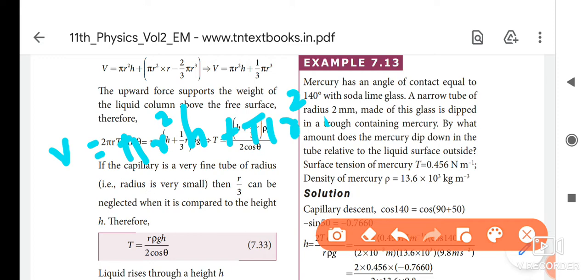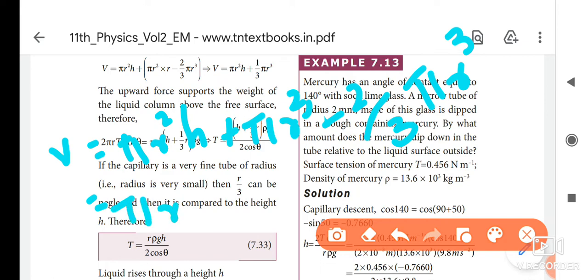Okay, why r cube? Here pi r squared into r is there. So pi r cube minus 2 by 3 pi r cube. Here I write the same, pi r squared height. Here also pi r cube is there, here also pi r cube is there. So I take the LCM for this. Here minus 2 by 3 is there, here only 1 is there.